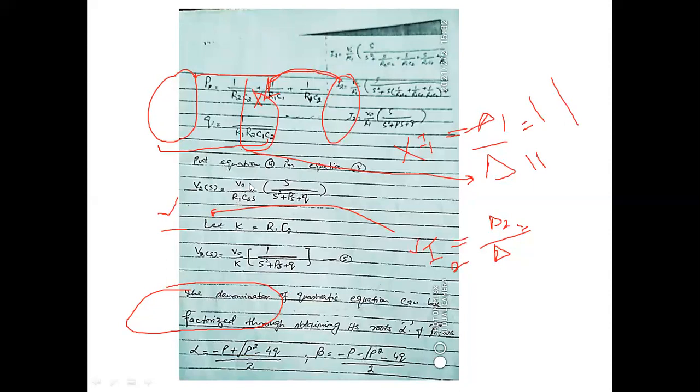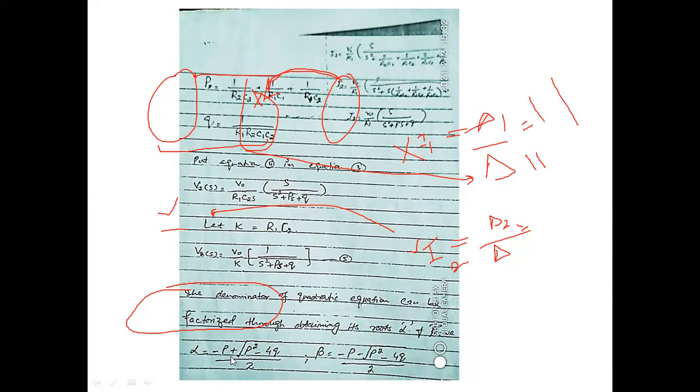Again, if you want to simplify this equation more and squeeze it further, replace R1 C2 by some variable, for example K. So the equation will be V2(s) equal to V naught over K times 1 over s square plus ps plus q. The denominator of the quadratic can be factorized by obtaining its roots. Alpha and beta, for example, are the two roots.